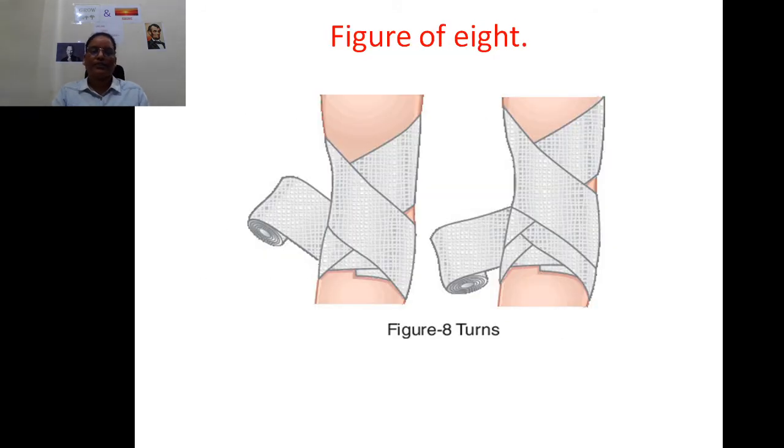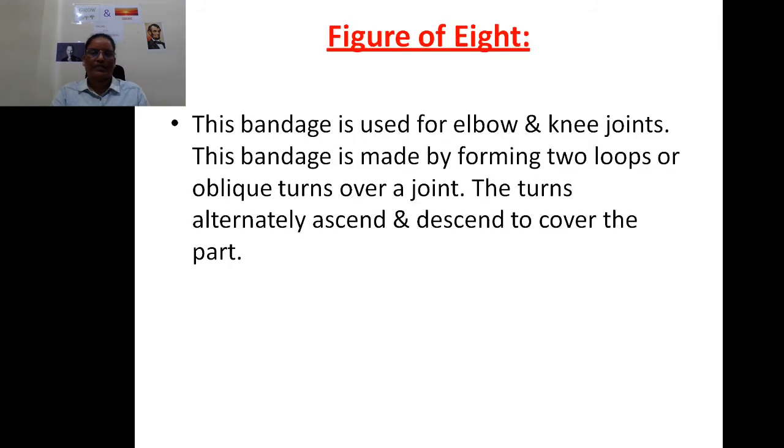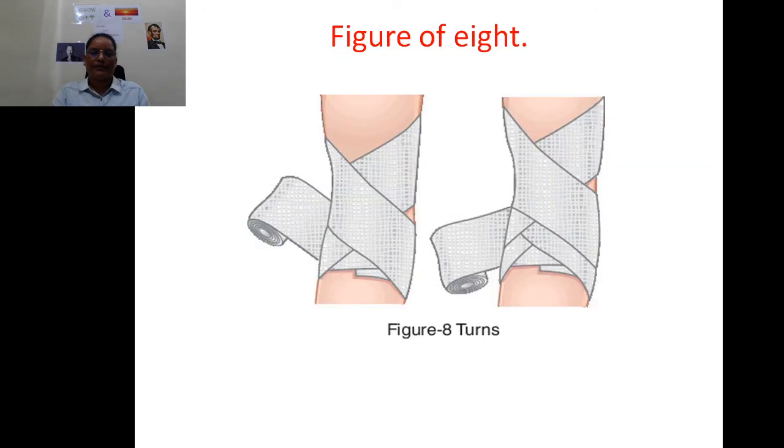Then figure of 8. This technique of applying bandage is known as figure of 8. What is that? This bandage is used for elbow and knee joints. This bandage is made by forming two loops or oblique turns over a joint. The turns alternately ascend and descend to cover the part. Fine.